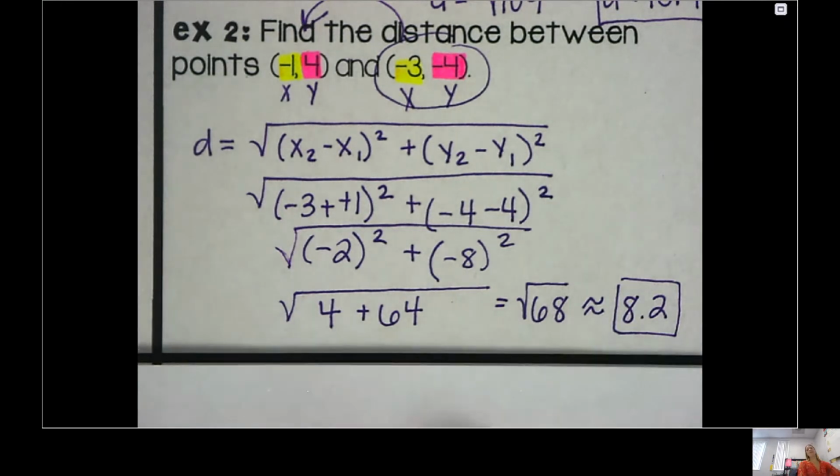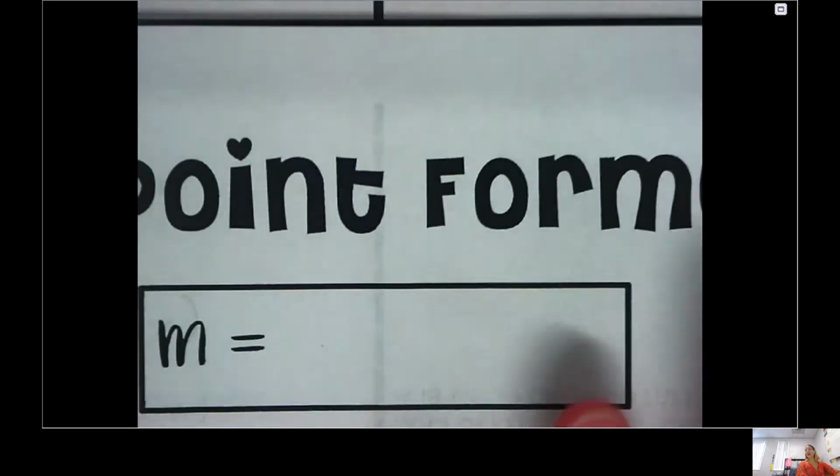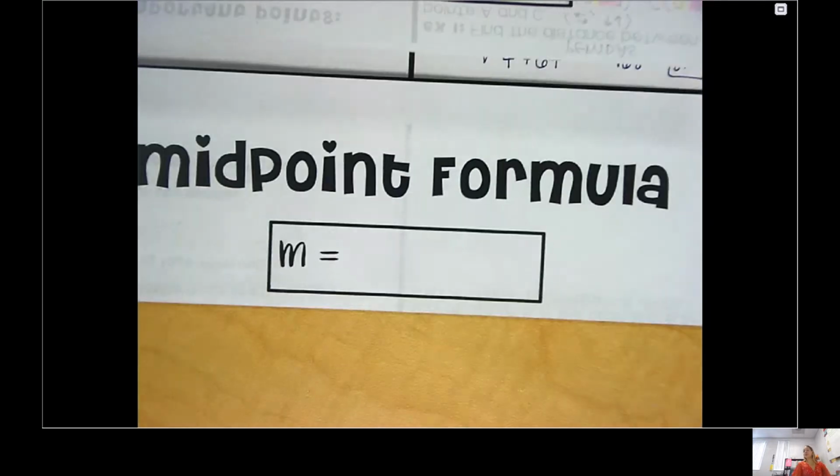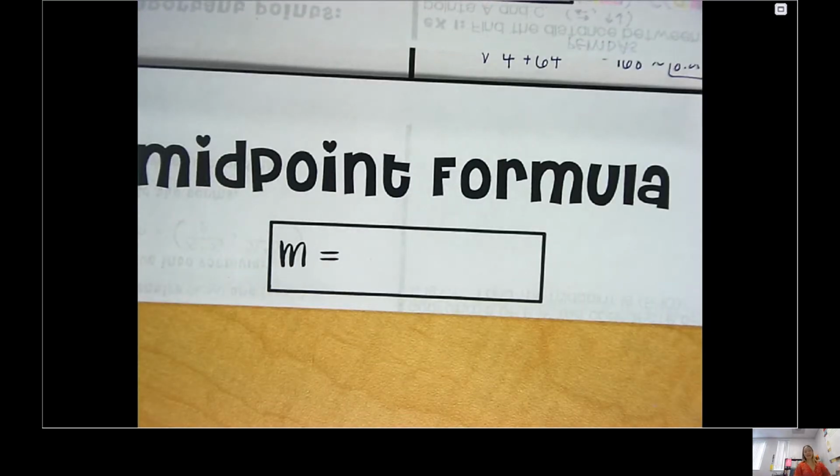Let's do the last one now, midpoint formula. I think you guys are going to love this one because it's way easier. That was the hard one. This is the easy one. So if that was the hard one, can you just imagine how great this next one's going to be? Life's going to be great.